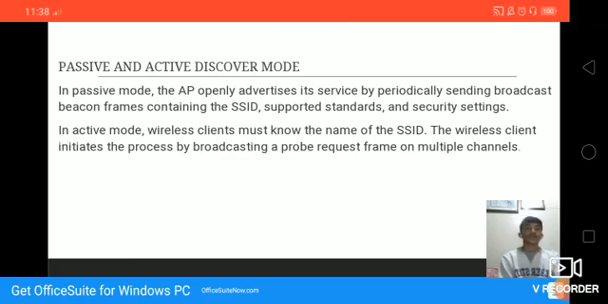Passive and active discover mode. In passive mode, the AP openly advertises its service by periodically sending broadcast beacon frames containing the SSID, supported standards, and security settings. In active mode, wireless clients must know the name of the SSID. The wireless client initiates the process by broadcasting a probe request frame on multiple channels.